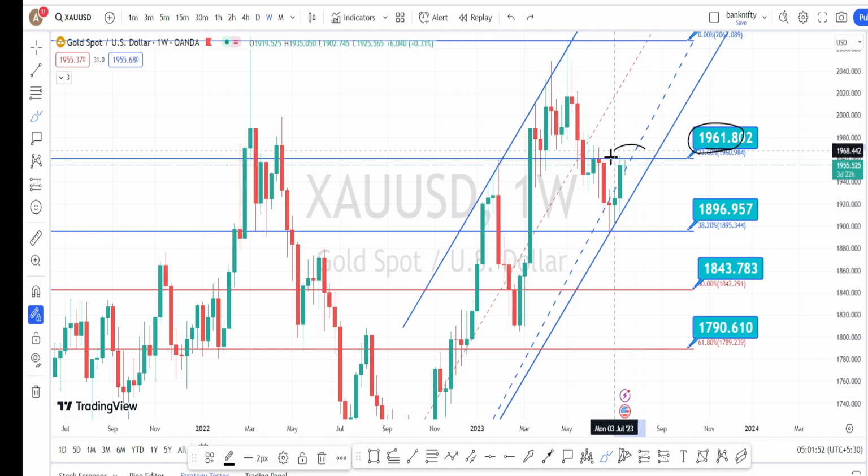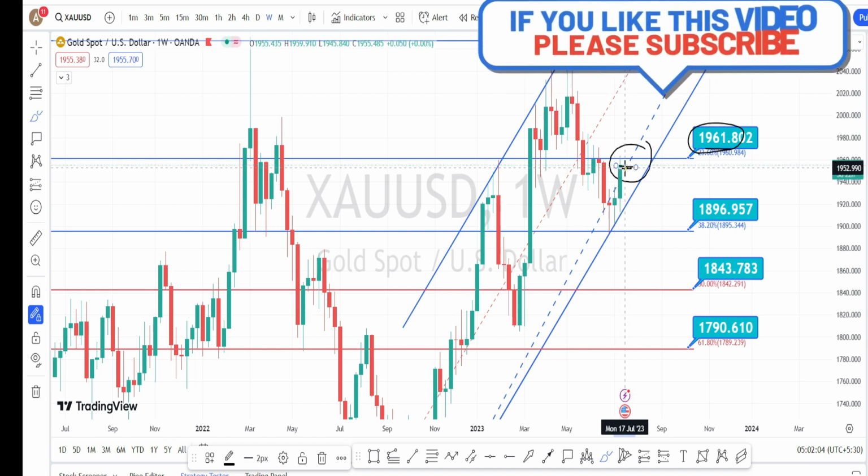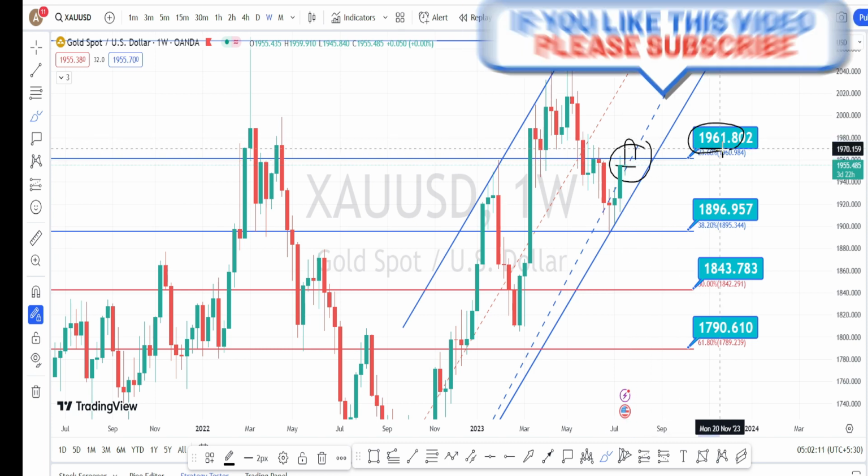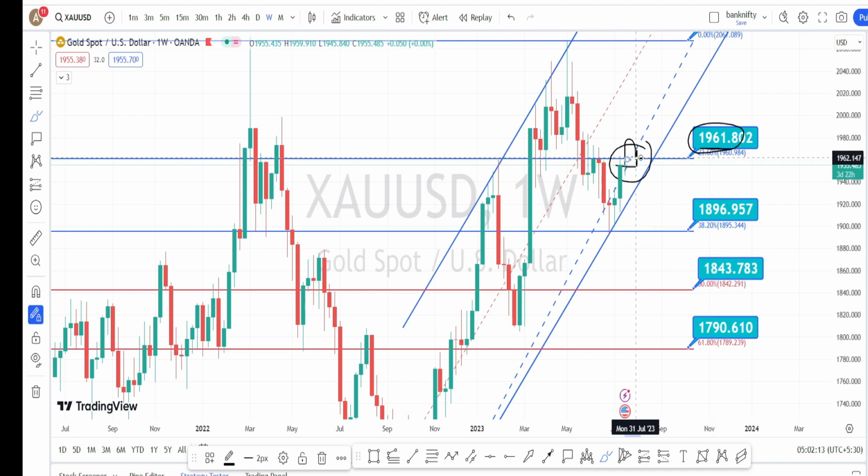We can notice that today's candle has opened at the body closing level of the previous candle. Let us wait and see if the next candle closes above this resistance level of 1961 in order to get the confirmation on the bullish trend continuation.